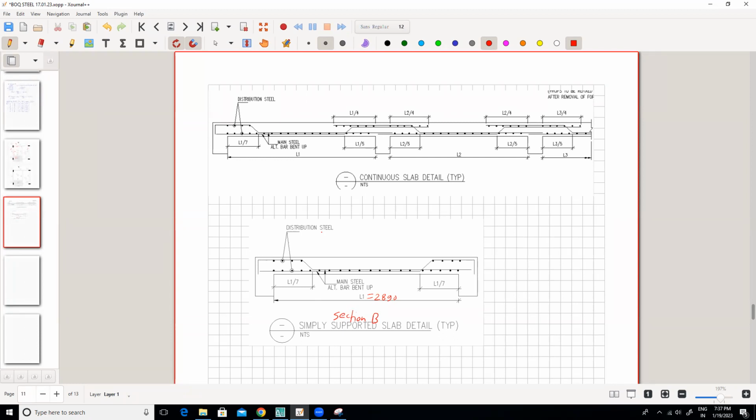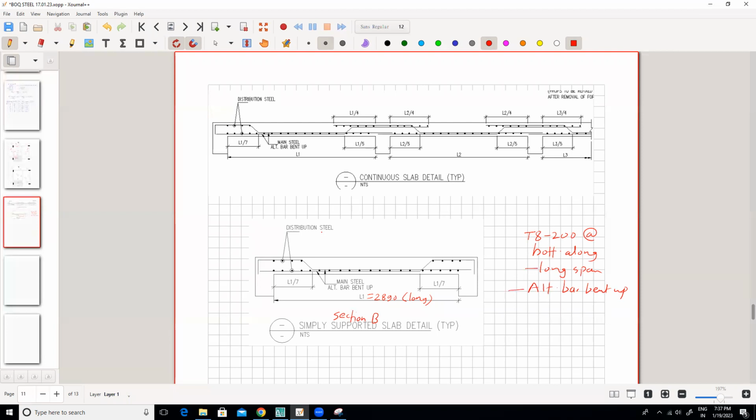Now this horizontal bar, see, this is your long span. So what is your steel along long span? T8 at 200 at bottom along long span. And that too, alternate bar bent up. So see, every word is important. Steel at bottom along long span, alternate bar bent up.